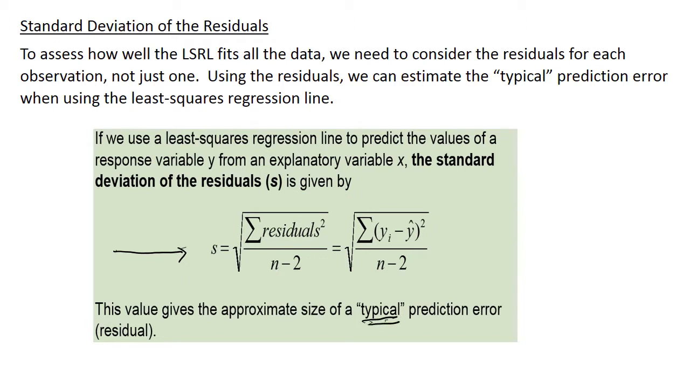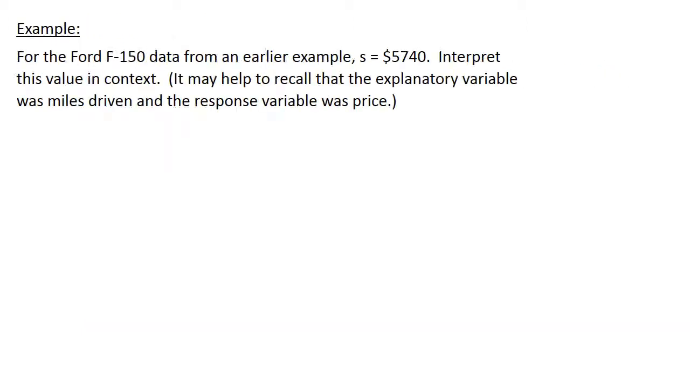And I think it'll help us to just look at an example for that. So as an example, let's look at the Ford F-150 data that we had from an earlier example. In that problem, the S is $5,740. Let's look at how we'll interpret that value in the context of the problem. It may help you to remember that the explanatory variable was the number of miles driven for a used F-150, and the response variable was the price. And here's how we will interpret S.